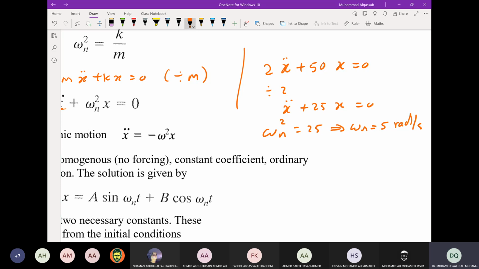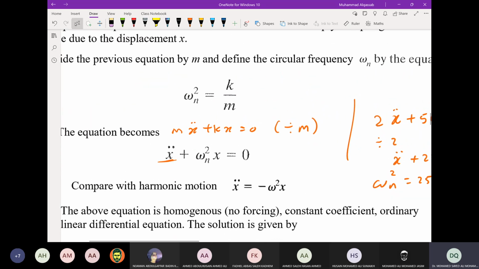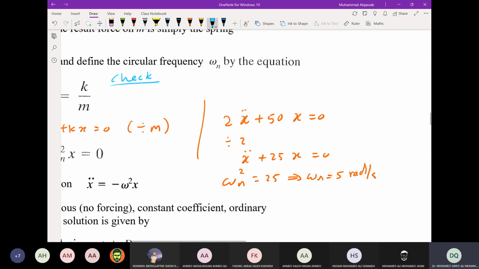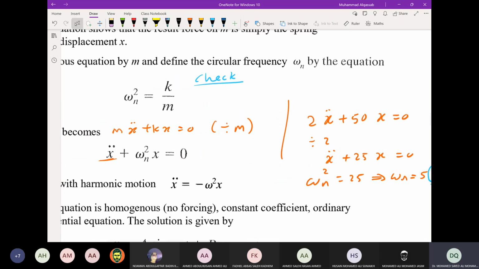Now, we are saying that omega n squared is the natural frequency. So we have to check the units. Okay, check the unit. We should get the unit of radian per second. I need to show you that it is radian per second. So the unit of omega n squared is the unit of k over m. Omega n squared equal to k over m, and the unit of k is Newton per meter, and the unit of m is kilogram.